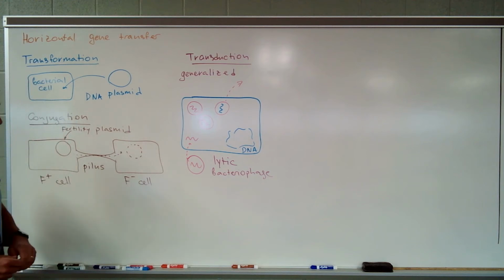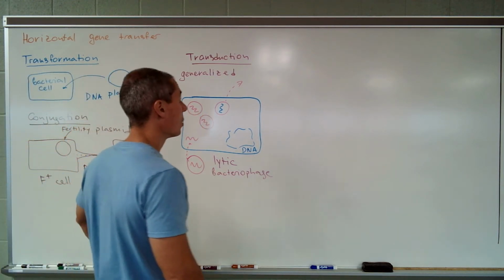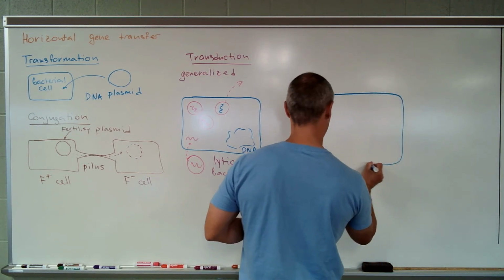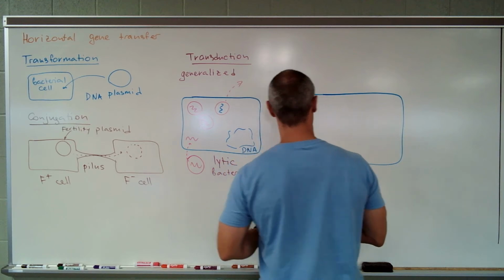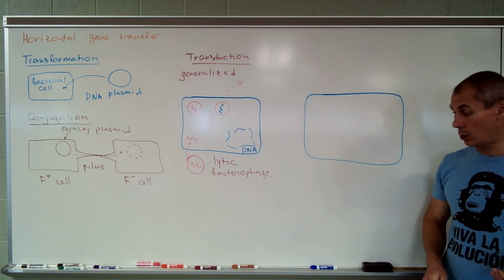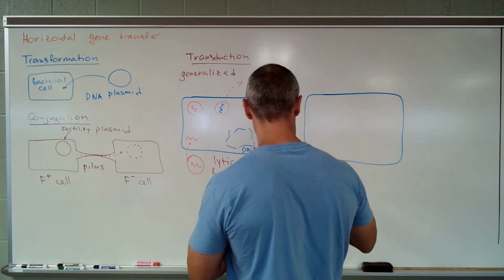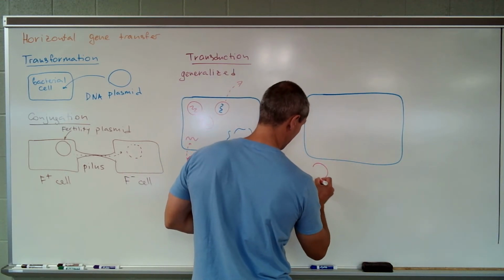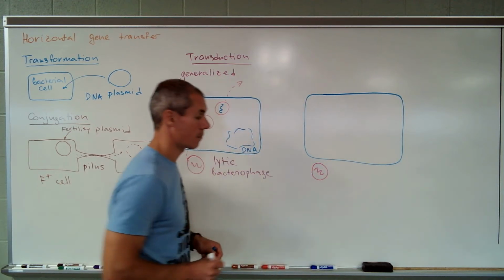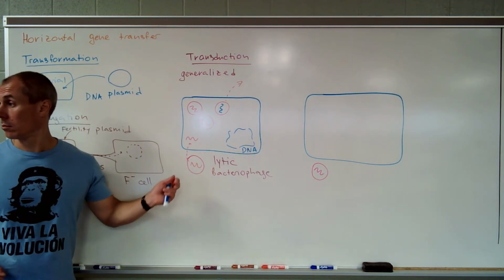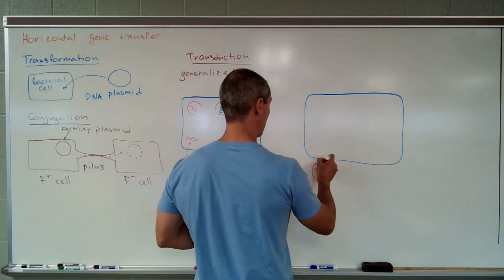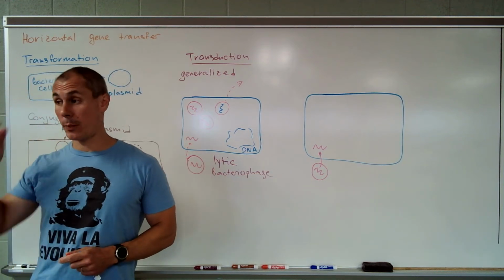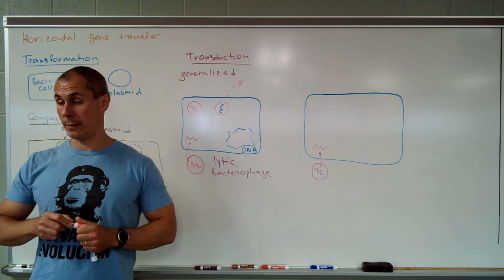Now, there's another option, which is called specialized. I'm going to give it a name in a second, but first I want to discuss the mechanism. So what happens in a specialized transduction? You have a bacteriophage here, okay? And just like the previous time, DNA gets injected into a bacterial cell. But look what happens to viral DNA this time.